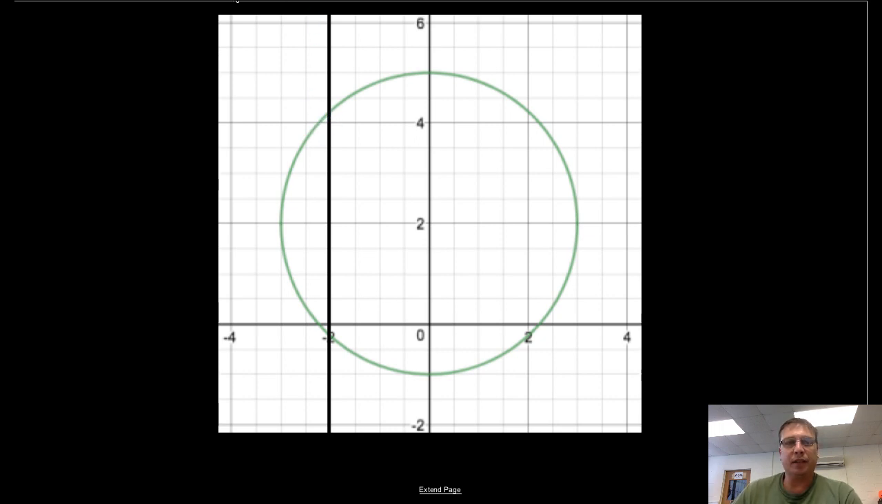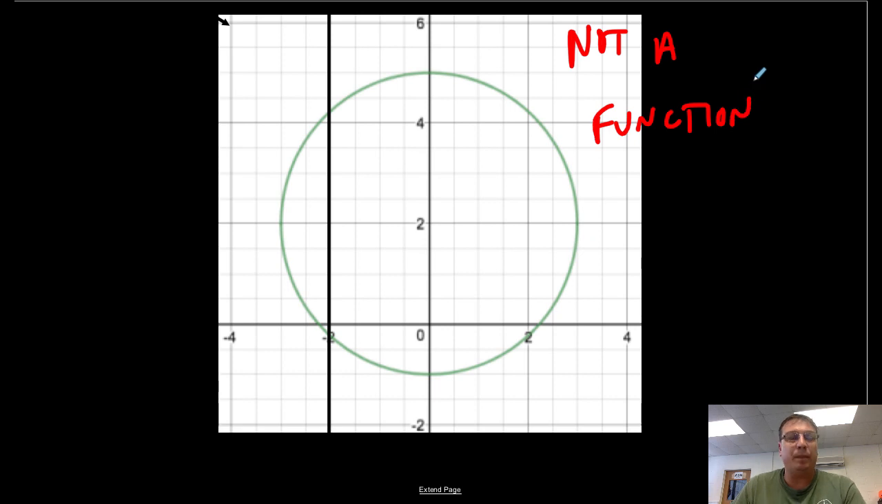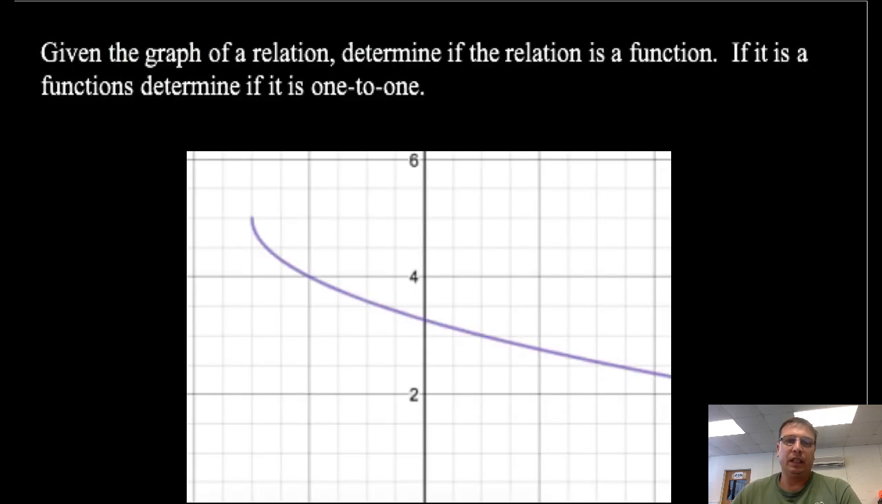So right away, this does not fit the vertical line test. If we don't pass the vertical line test, then it doesn't matter because we do not have a function. So this is not a function. No reason to check to see if it's one-to-one because it can't be one-to-one if it's not even a function to start with. Let's take a look at this creature.